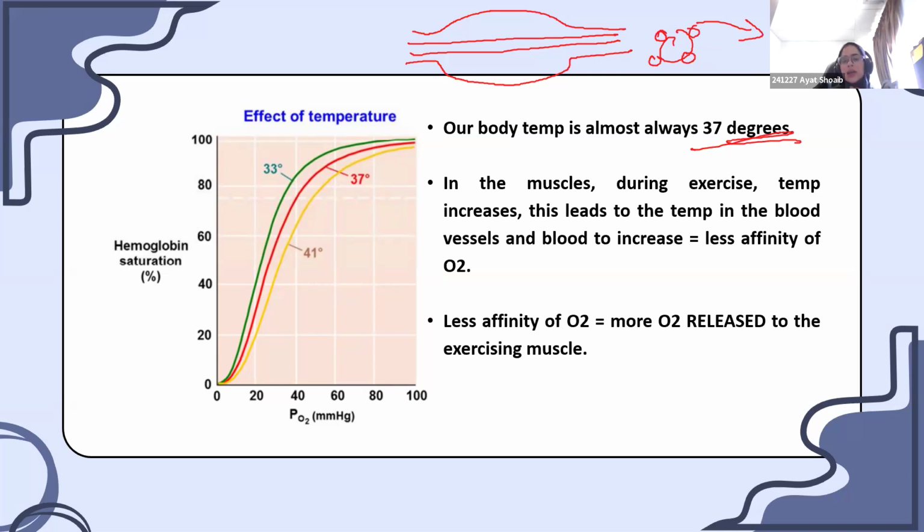And this is exactly what we want because our muscles are going through strenuous exercise and they need more oxygen to function. So because hemoglobin lets go of the oxygen, this oxygen in the free molecule form is going to go to our muscles and be used. So here we need less affinity of O2, because then more O2 is released to the exercising muscle. This is in our muscles, okay? Not in the lungs. Less affinity of O2 would be bad in the lungs because you need O2 to bind in the lungs. Otherwise, you don't have enough O2 for anything.